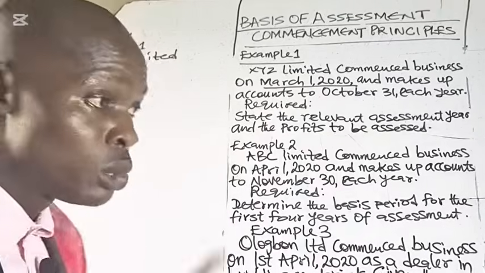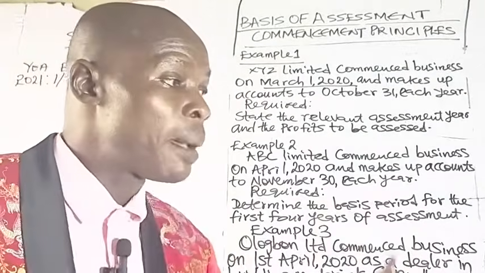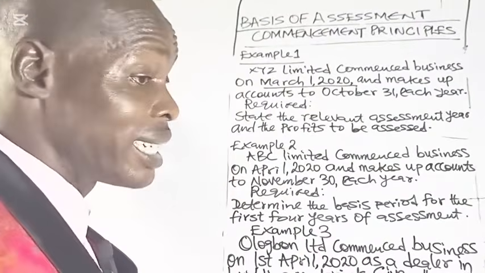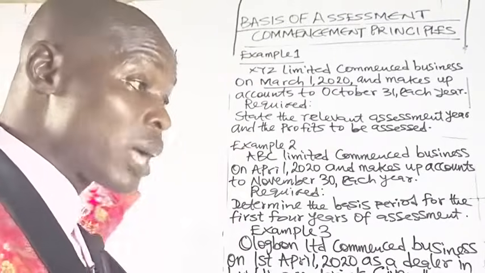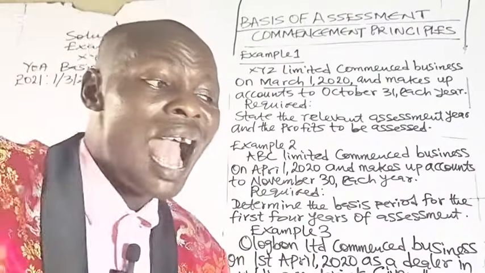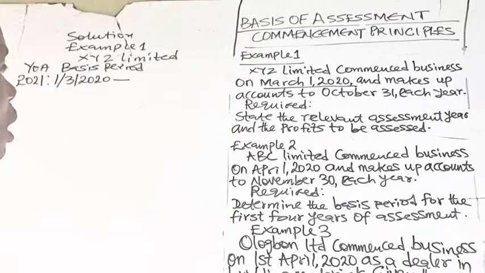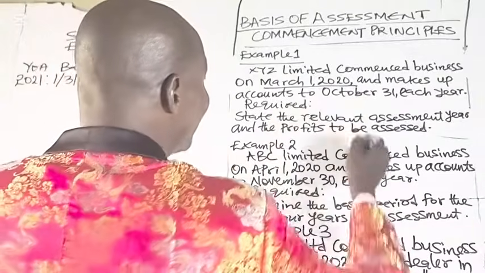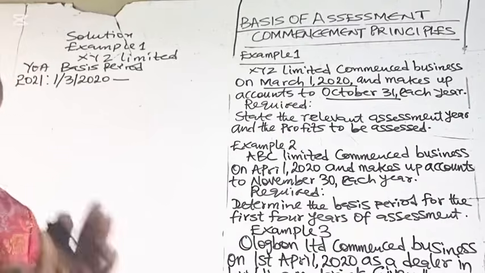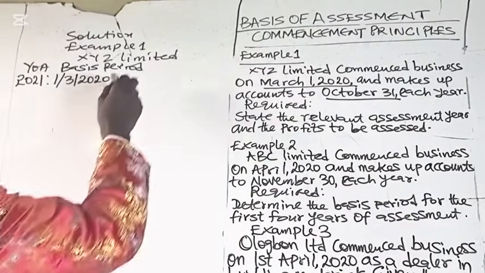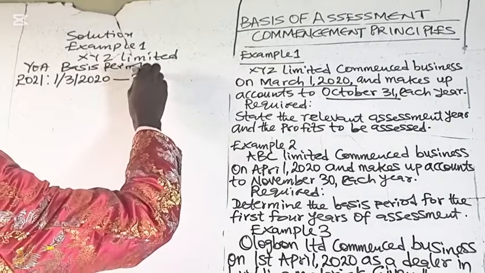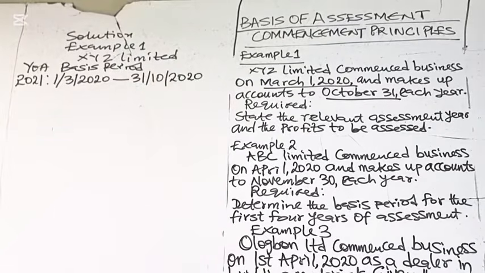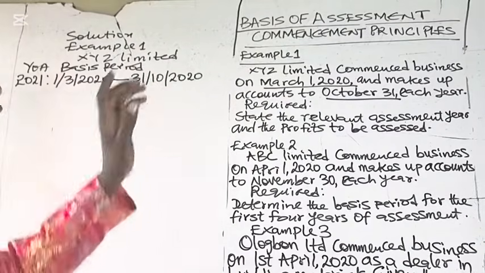Now, go back to that rule for the first year. The assessable profit shall be the profit from the date on which it commenced to carry on such trade or business in Nigeria to the end of its first accounting period. The first accounting period, when will it end? It makes up accounts to October 31st each year. That means the first accounting period will end on October 31st. So you have 31st of October 2020. So that is the basis period for the first year.